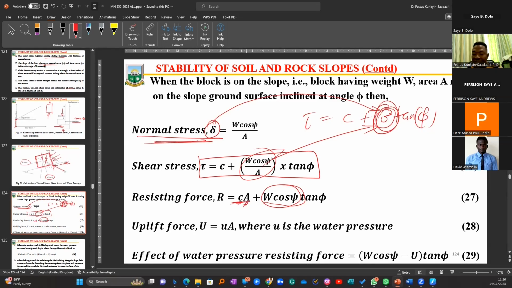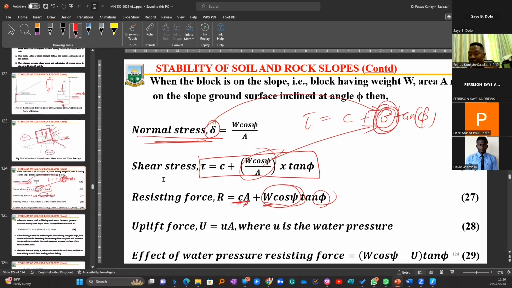The A here is the area, the surface area upon which the body is sitting. And then the W is the weight of that material. And then the angle is the internal angle of friction we computed earlier.